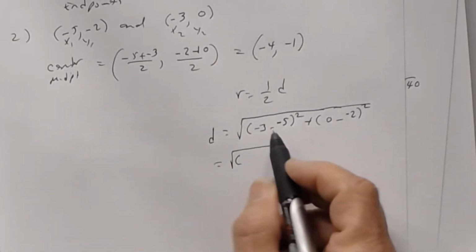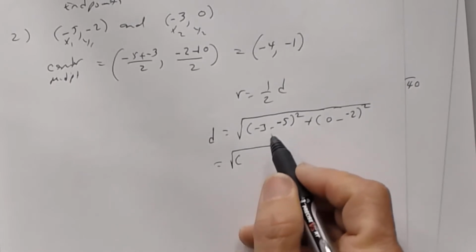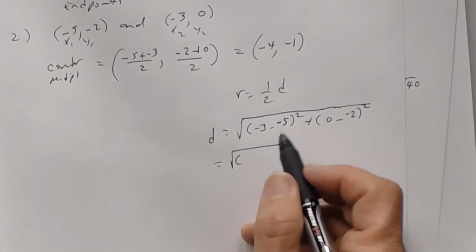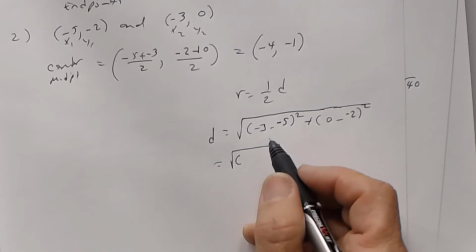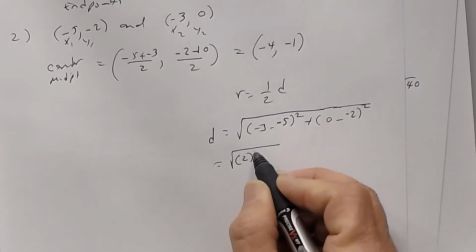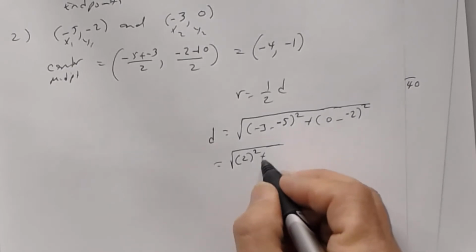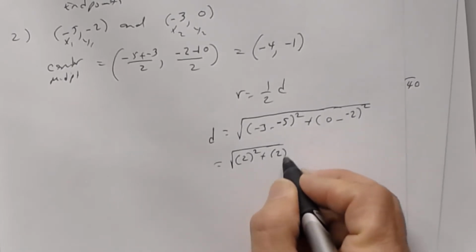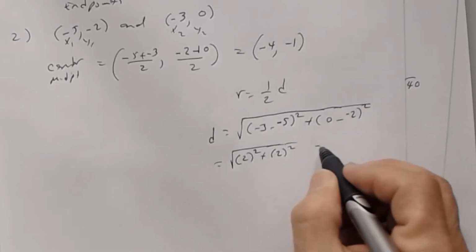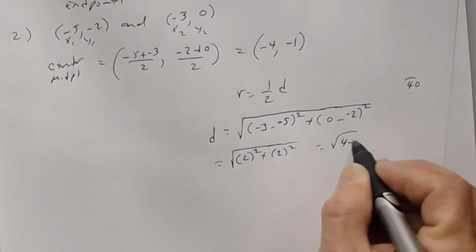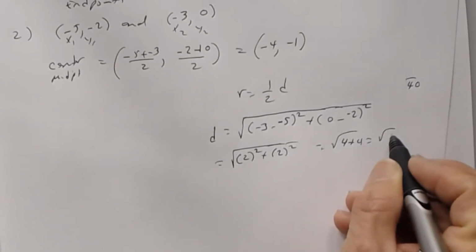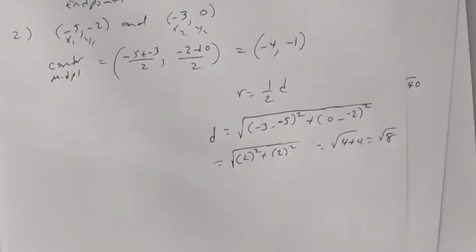Okay, square root of. What's -3 subtracting -5 the same as? -3 plus 5, which is 2, right? But what do I do to that 2? Square it. What's 0 subtract the -2? +2 squared. So I get the square root of 4 plus 4, which is the square root of what? 8. All right. Now don't simplify that, because you're going to plug that into your formula. The square is going to go away.